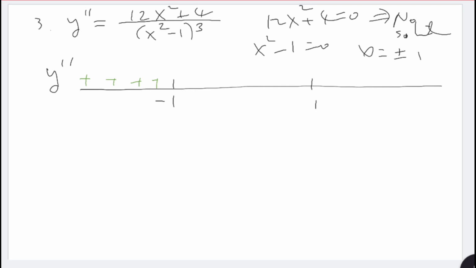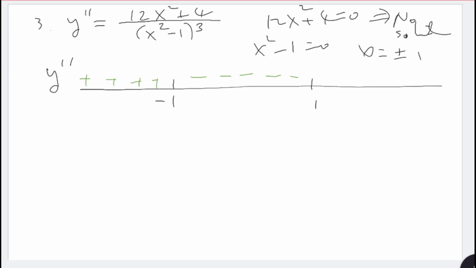Between negative 1 and 1, we choose 0 as a test point. So 0 plug in for x. Again, just the denominator. It's negative 1 to the third power, which is negative. So the denominator is negative, but the top is positive, therefore the whole thing is negative.